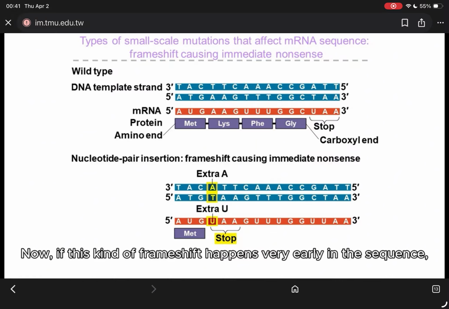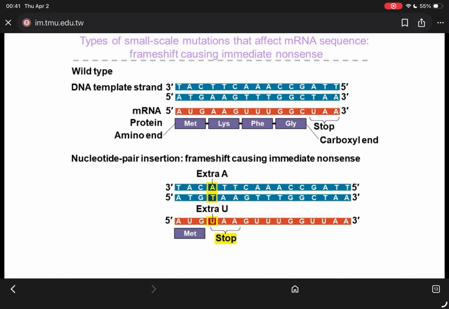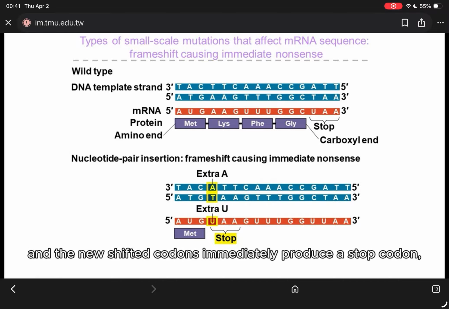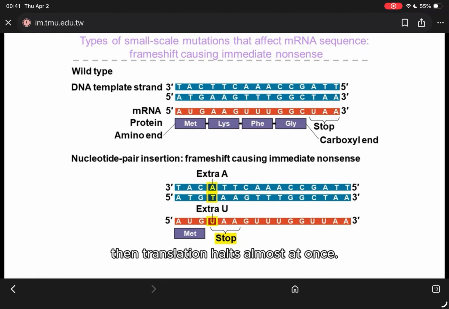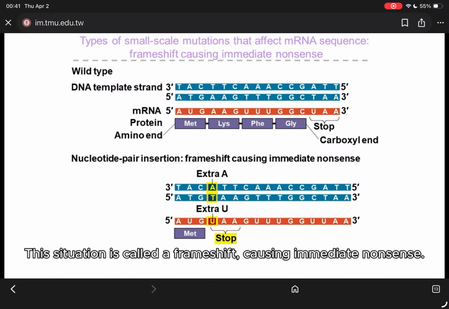Now, if this kind of frame shift happens very early in the sequence, and the new shifted codons immediately produce a stop codon, then translation halts almost at once. This situation is called a frame shift causing immediate nonsense.